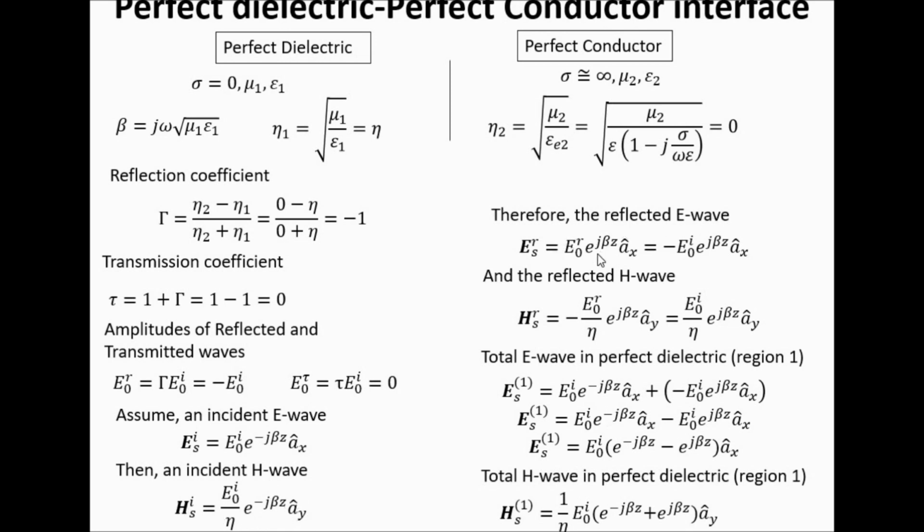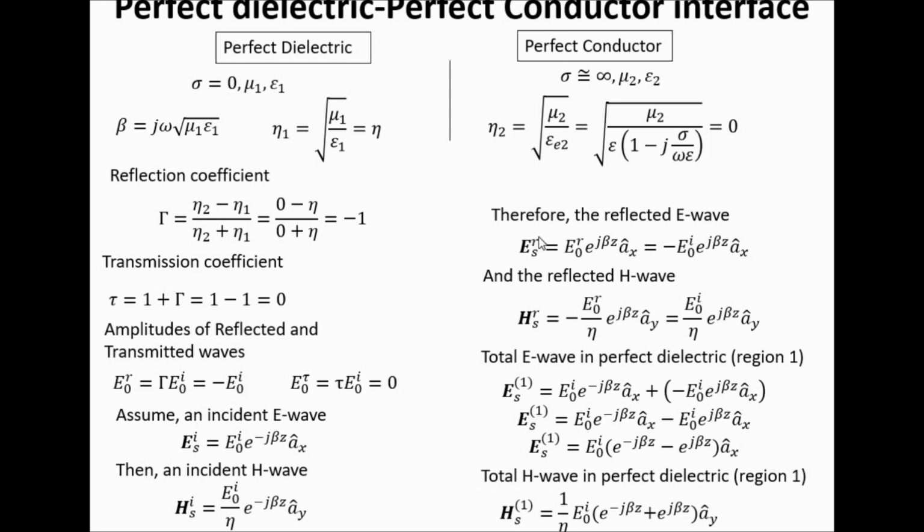Therefore, the reflected electric field will be reflection times this E0I. Reflection is -1, so that will be -1 times this. And the reflected H field is E0R over eta. Then you can find this. So look at this here. The incident electric field is positive, the incident magnetic field is positive. The reflected electric field got negative, but the reflected magnetic field got positive. So always be careful about this.